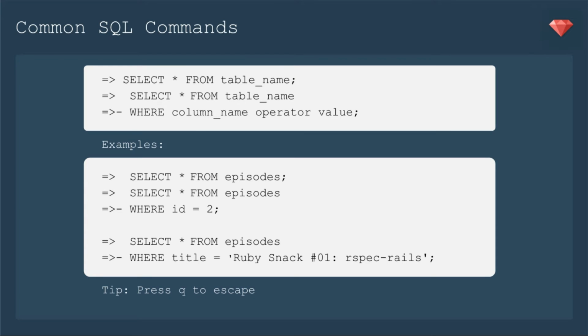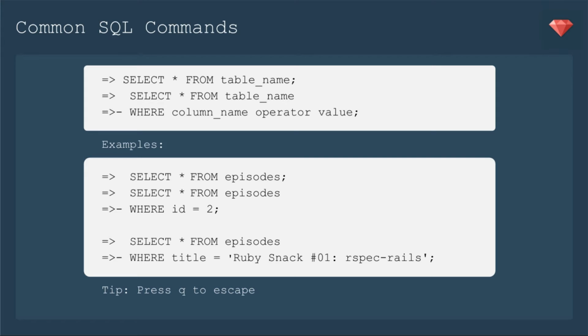Now let's play with some common SQL commands. Something I use all the time would be select. So you can select star from table name, and that'll give you every record for that table. Then you can use where to select just one. So for example, you can select star from episodes where ID equals 2.